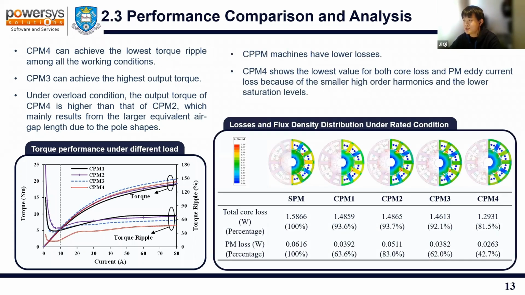This mainly results from the larger equivalent air gap length due to the pole shapes for CPM4. Here are the losses and the flux density distribution comparisons for these machines. The consequent machines have lower losses, and the CPM4 shows the lowest value for both core loss and PM eddy current loss because of the smaller high order harmonics and the lower saturation level.